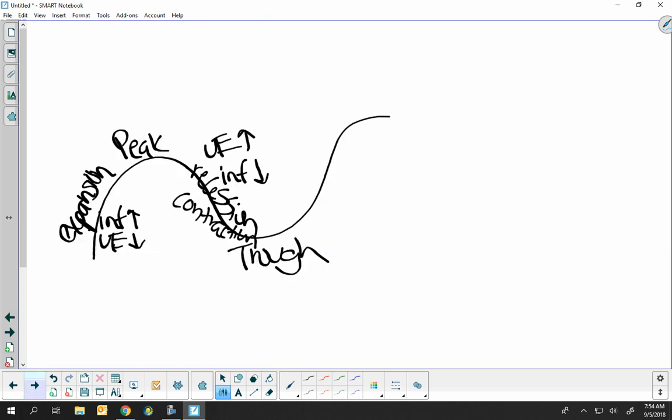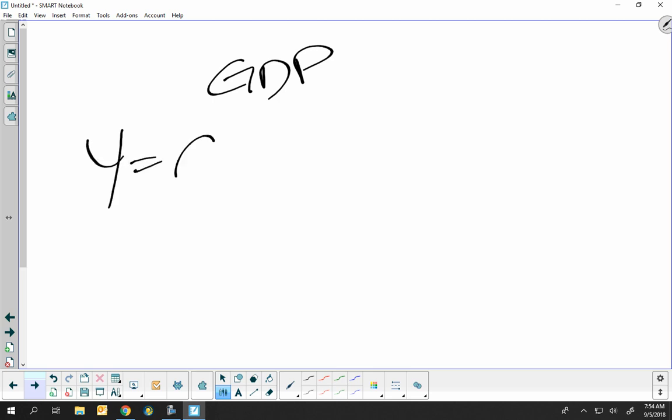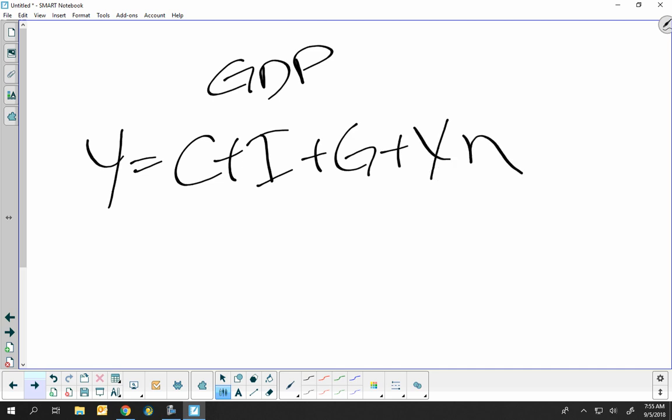Okay, let's talk about GDP. Now that we've said what it's not, let's talk about what it is. This is the equation: C plus I plus G plus XN. What is XN? It's net exports, but what's in it? Exports minus imports.